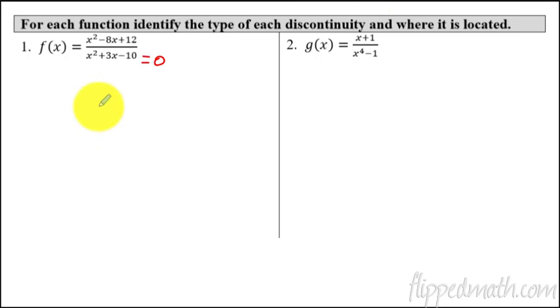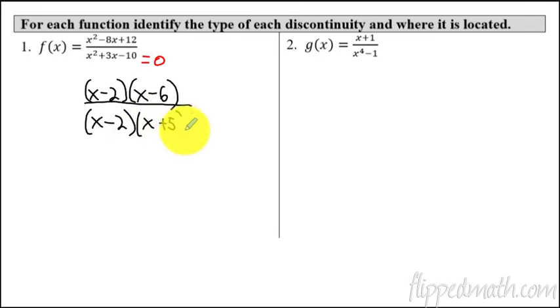Let's go ahead and factor this whole thing. So I'm going to take my numerator and denominator, factor them both. So on top, I'll get x minus 2, and on top also an x minus 6. So x minus 2 times x minus 6, that'll give us the positive 12 and add to the negative 8. And then on bottom, let's do an x minus 2 again and an x plus 5. So if you were to multiply all this out, you'd get x squared plus 3x minus 10 on bottom.